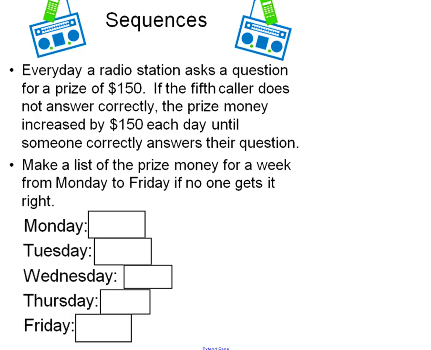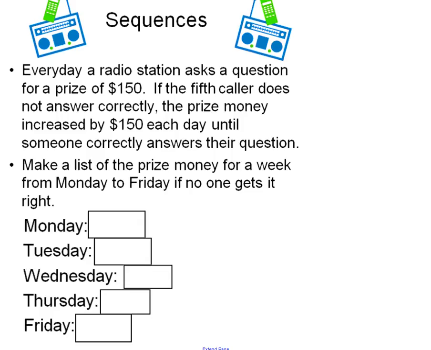Today's topic is sequences. Every day, a radio station asks a question for a prize of $150. If the fifth caller does not answer correctly, the prize money increases by $150 each day until somebody correctly answers their question. This is sort of like the Georgia lottery. Anyway, make a list of the prize money for a week from Monday to Friday if nobody gets it right.